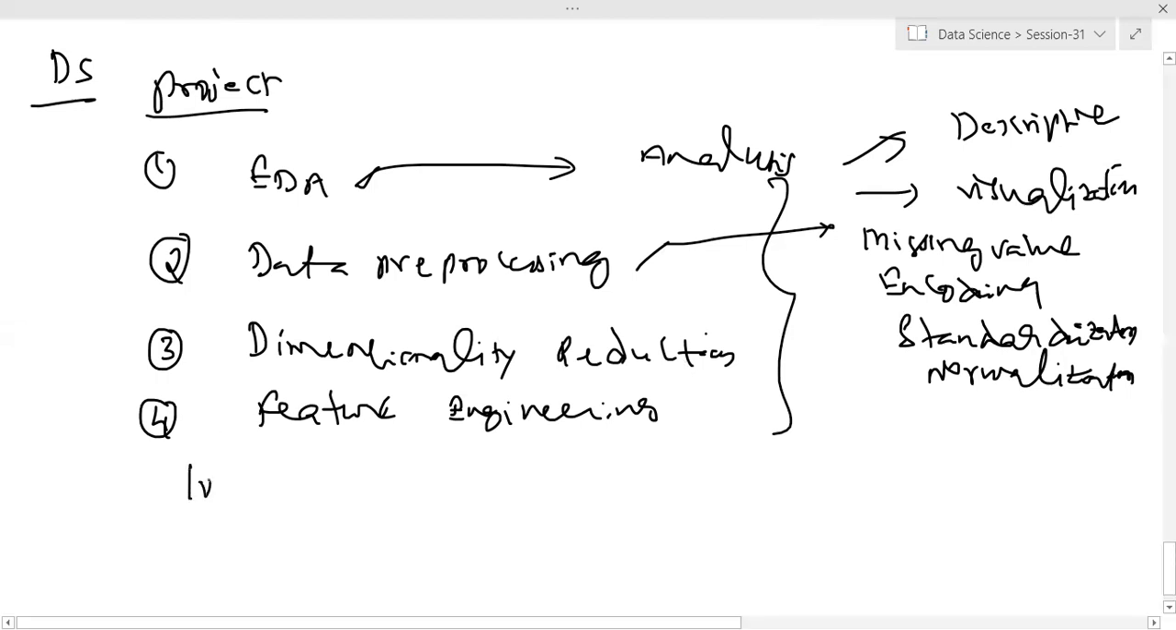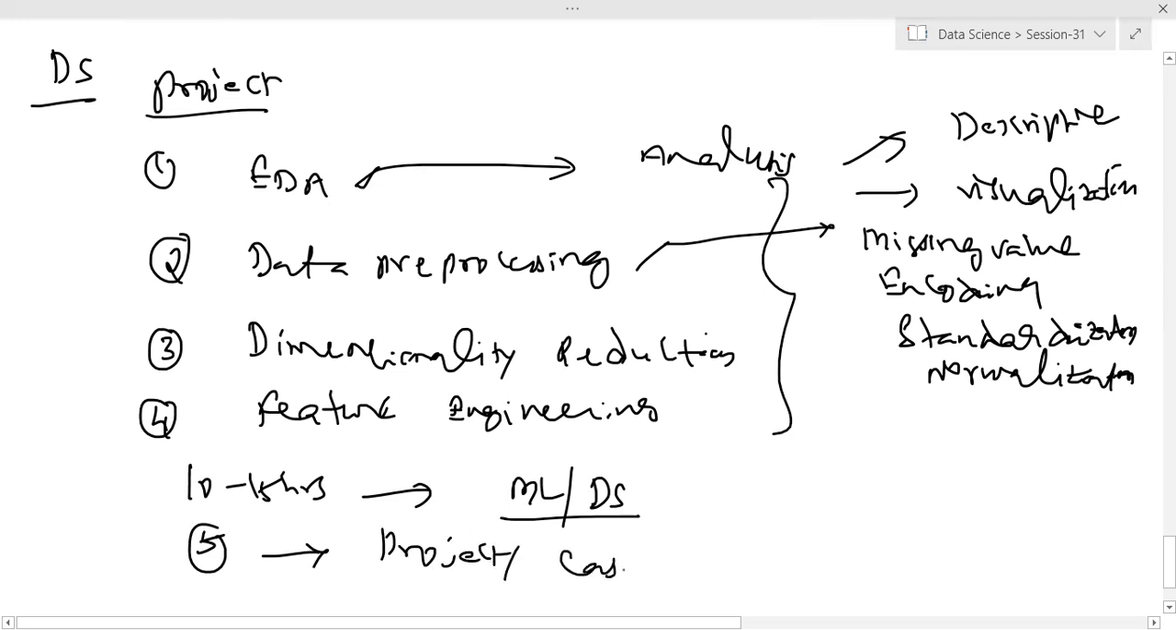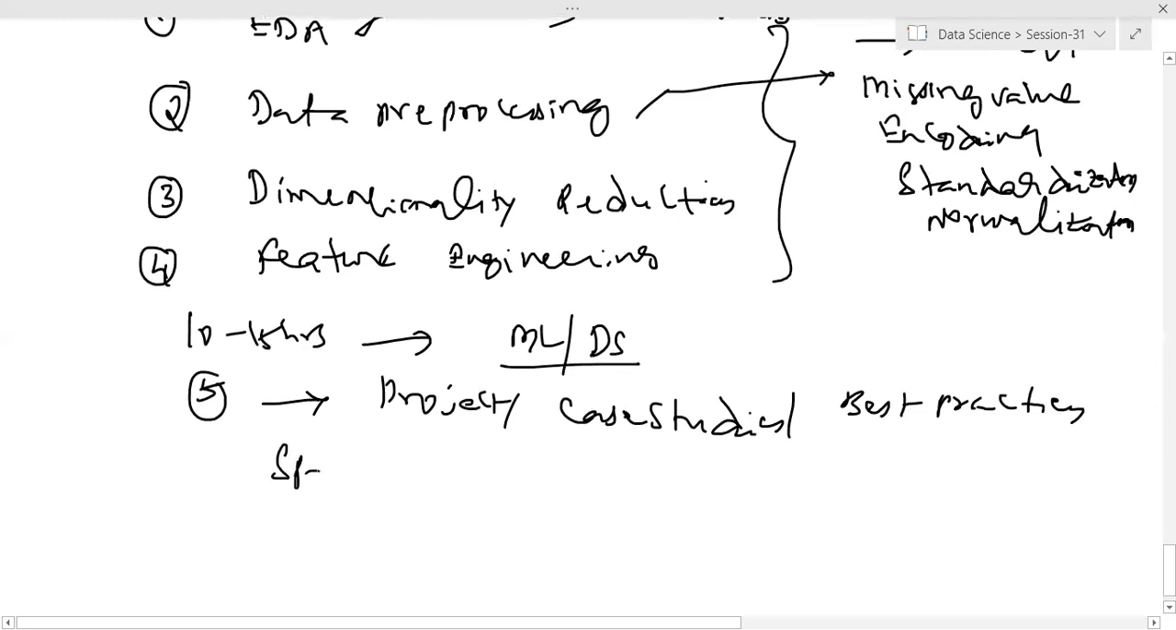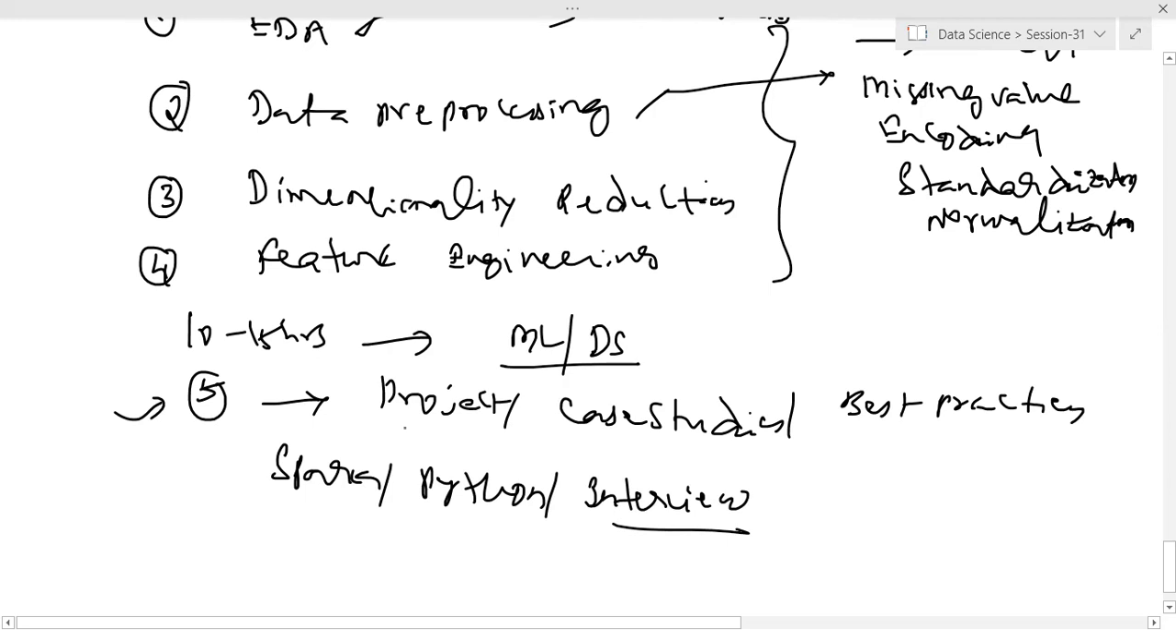Definitely 10 to 15 hours we are going to spend on the ML or data science journey, and 5 hours I am reserving for our simple project as well as some case studies, or best practices. And sometimes I may give you some Spark or additional Python stuff along with interview preparation. So those 5 sessions are reserved: best practices, Spark, Python, interview questions, all these things. But in these 10 to 15 hours, definitely we are going to pull in all these 30 hours of topics.